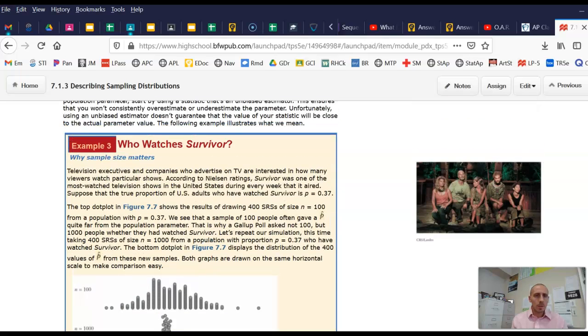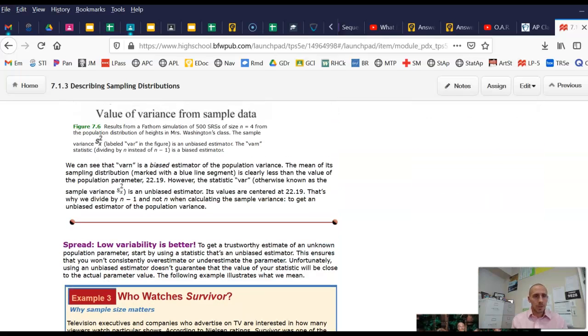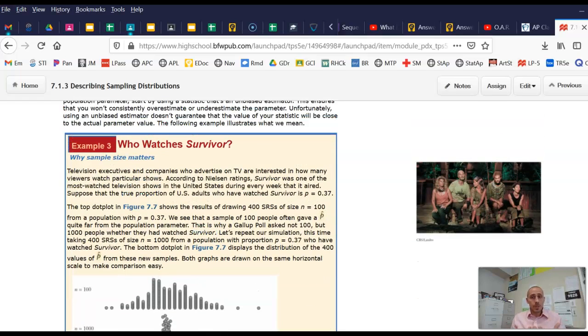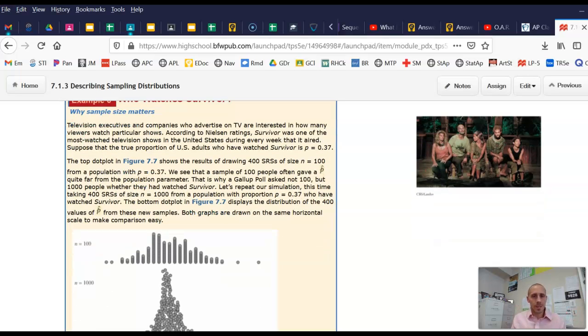Okay. Then we get into variability. Lower variability is better. We want to have answers that are as precise as possible. And the higher the sample size, the less variability we're going to have. We're going to have more precise data, more precise estimates.